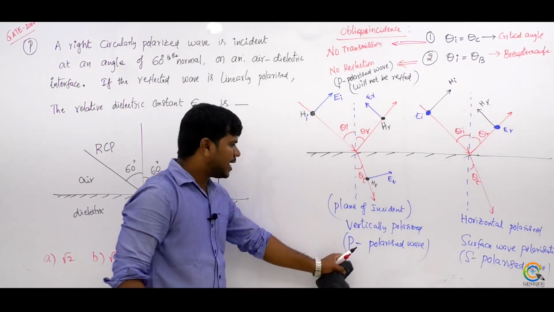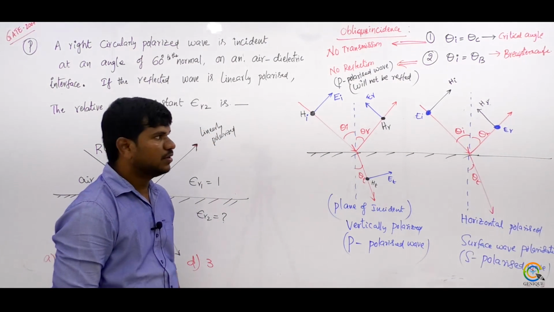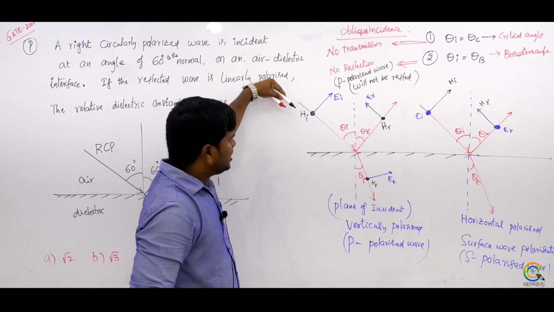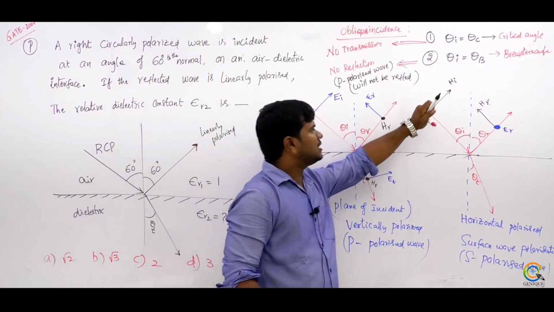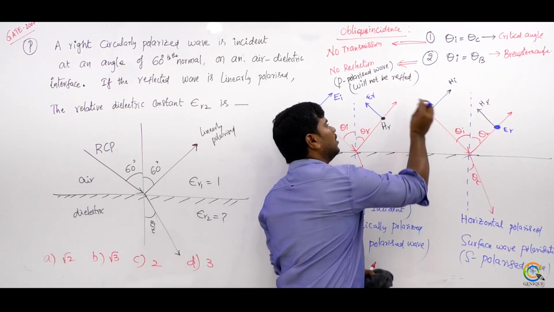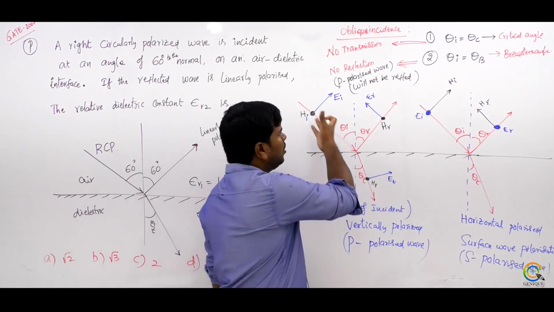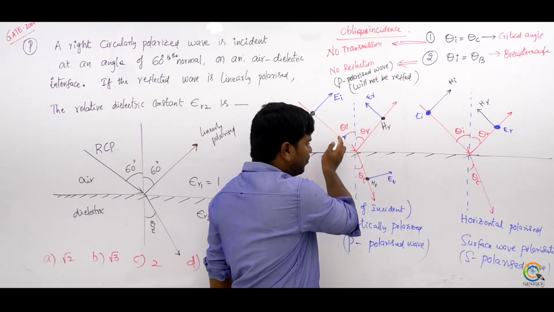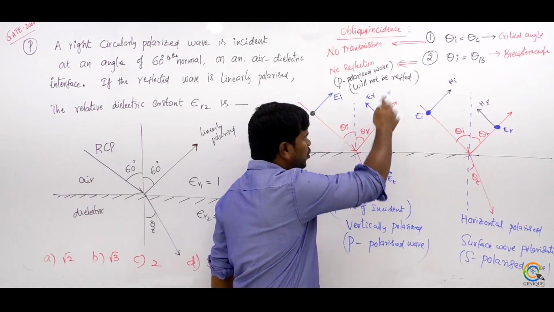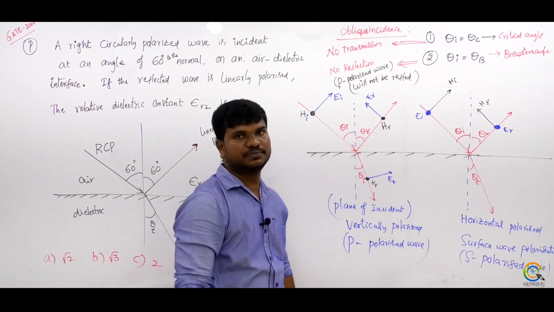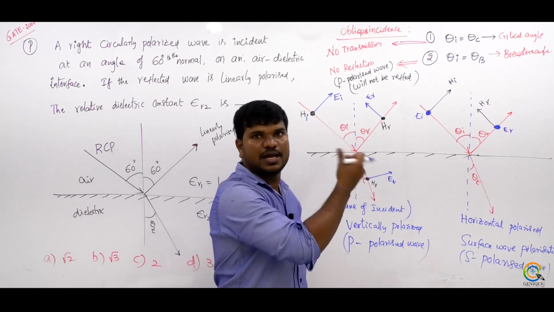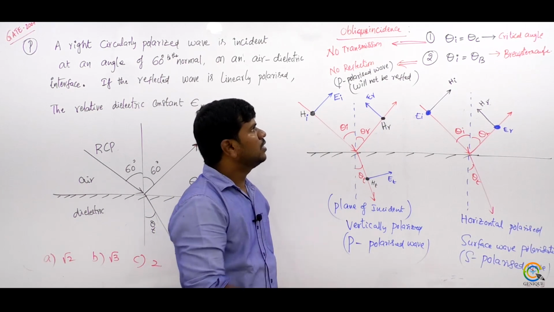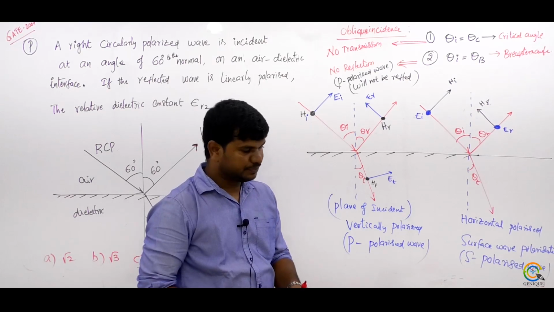Okay, it is called an S-polarized wave. So if the wave is polarized like this, even though it is polarized in any way, some portion of energy is transmitted and some portion of energy is reflected. So there will be a reflection coefficient, and we have to define it.